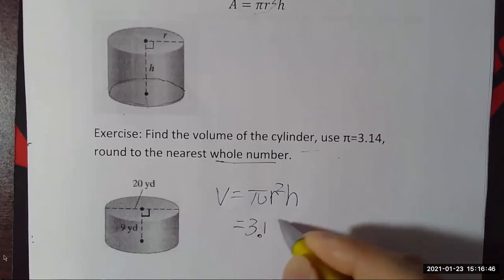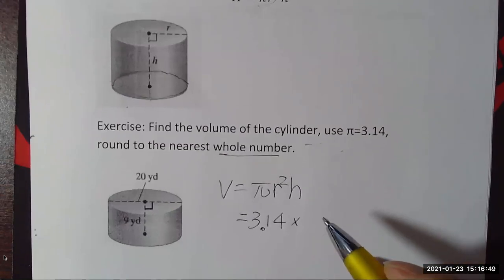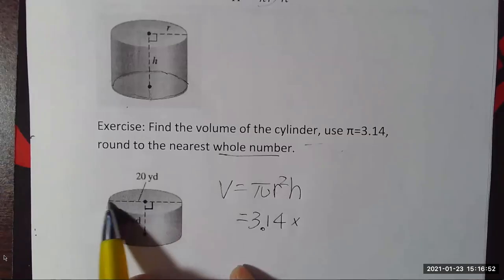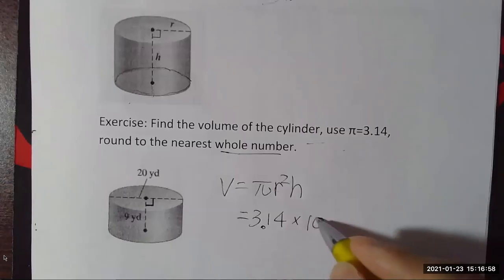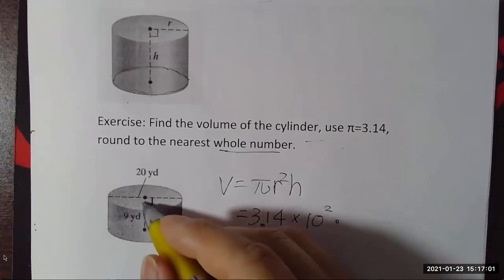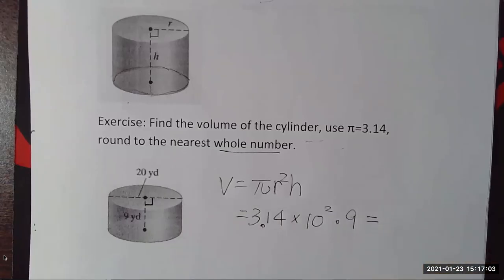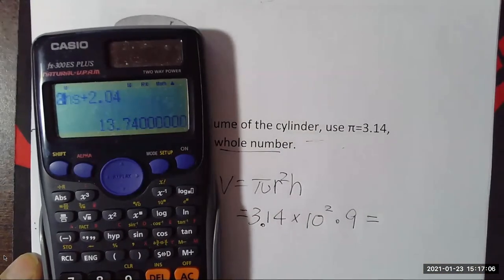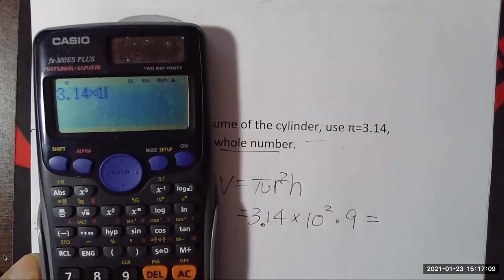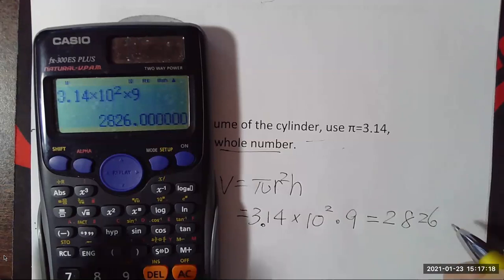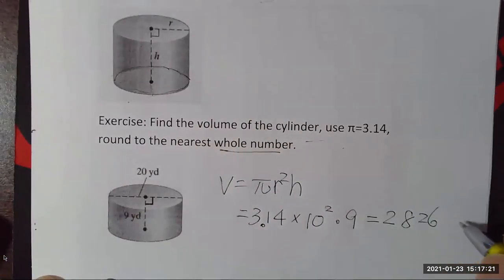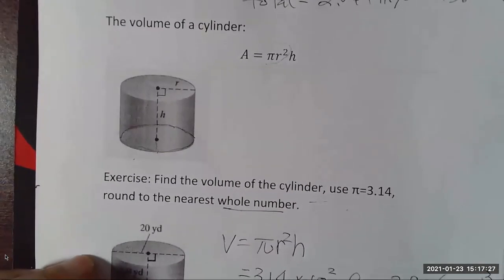So 3.14 times, be careful when you plug in numbers. 20 is given as diameter. This formula requires radius, half of it. So that's 10 squared, and then times h, which is 9. So let's do the calculation. 3.14 times 10 squared and times 9. We need to round to the whole number, right? We happen to get a whole number, so we don't need to do rounding. That's volume in cubic yards. Yeah, that's the formula demonstration for cylinder.